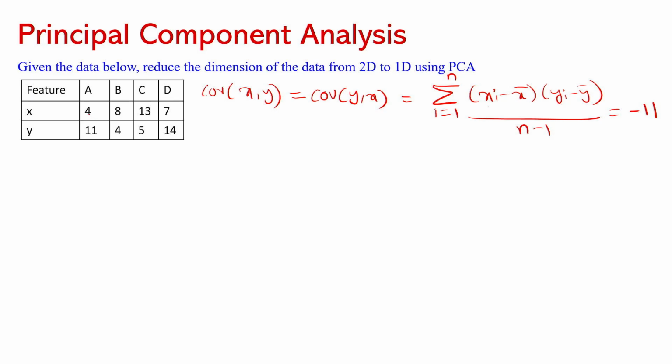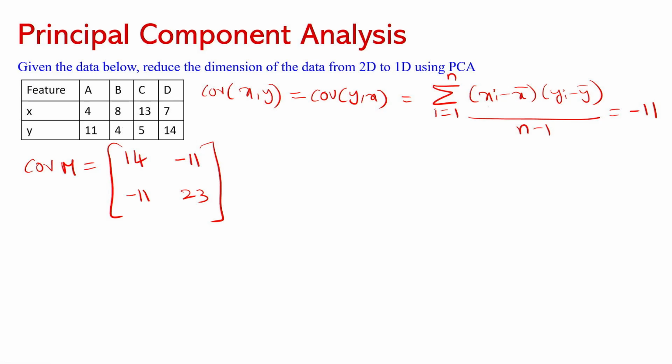What is xi? I have all the values of x1, x2, x3, x4. I have y1, y2, y3, y4. I know x bar is 8 and y bar is 8.5. So, substitute all this, and you get the value as minus 11. So, we got the covariance matrix now. What is the covariance matrix? Covariance matrix M is nothing but covariance of XX, XY, YX and YY. We got this as our covariance matrix.